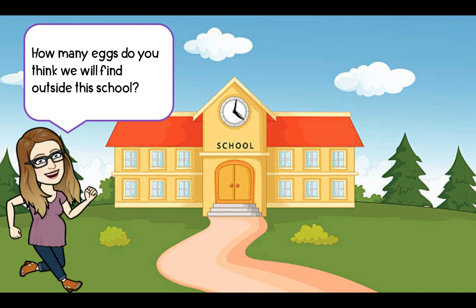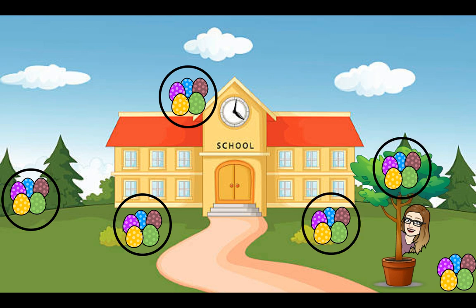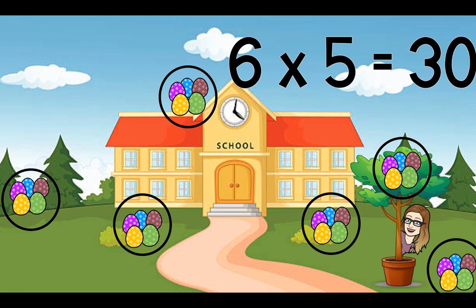How many eggs do you think we will find outside this school? Are you ready? How many eggs do you see? I see 1, 2, 3, 4, 5, 6 groups of eggs. Inside each group is 5 eggs. I can skip count by 5s to help with my answer. 5, 10, 15, 20, 25, 30. That tells me that 6 times 5 equals 30. 6 groups of 5.